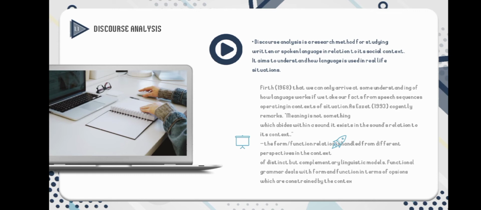The second is by Saussure, 1993: meaning is not something which abides within a sign, it exists in the sign's relation to its context. The form and function relation is handled from different perspectives in the context of distinct but complementary linguistic models. Functional grammar deals with form and function in terms of options which are considered by the context.